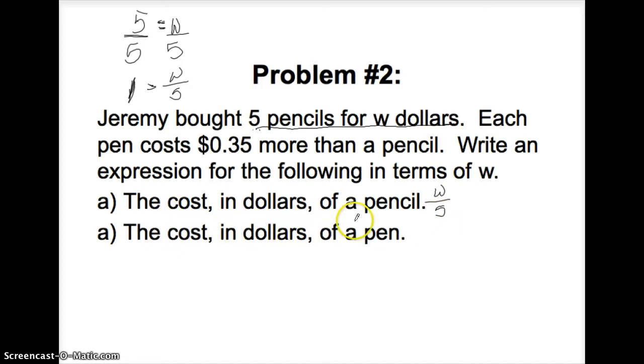The cost in dollars of a pen, we know from the second sentence it says each pen costs 35 cents more than a pencil. So that means we need to add. So if a pencil costs W divided by 5, W dollars divided by 5, we know that a pen costs 35 cents more. So it's just W divided by 5 plus 35 cents. And that is the expression. Okay? If you need to pause this section and re-watch it, make sure you do. Here's the next slide.